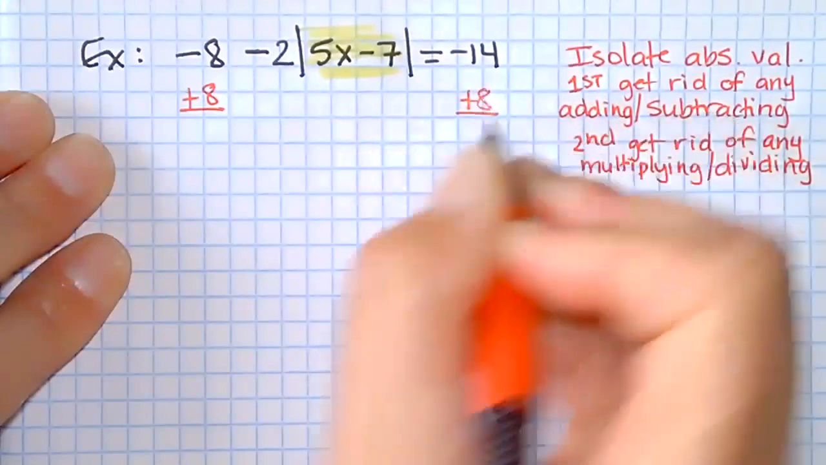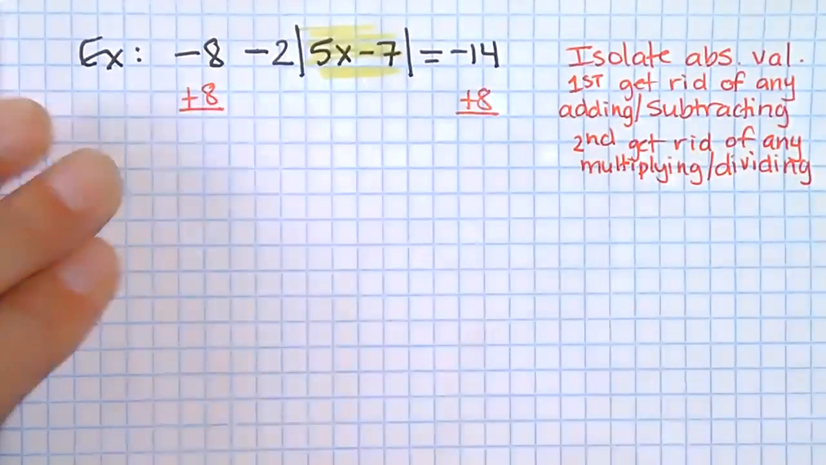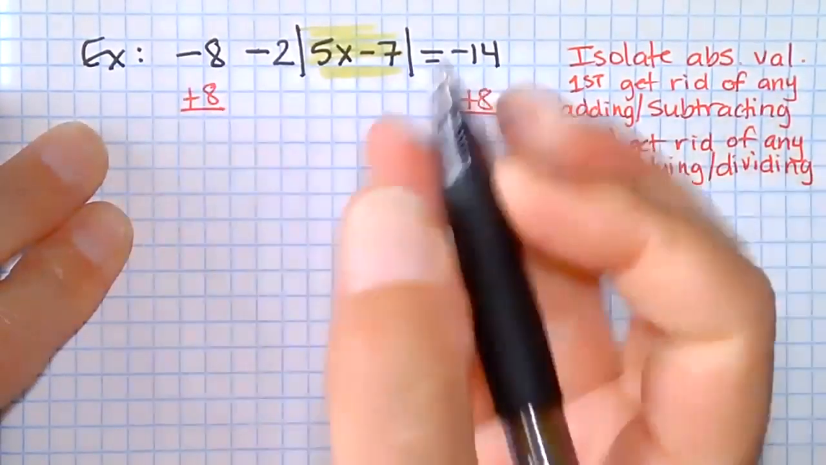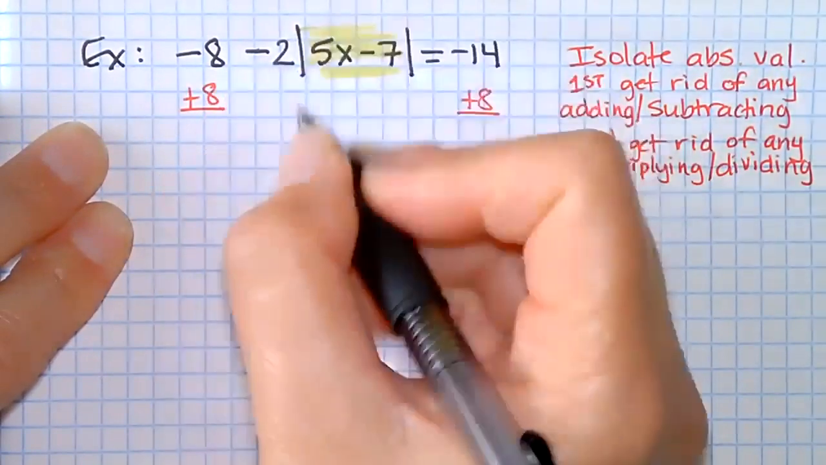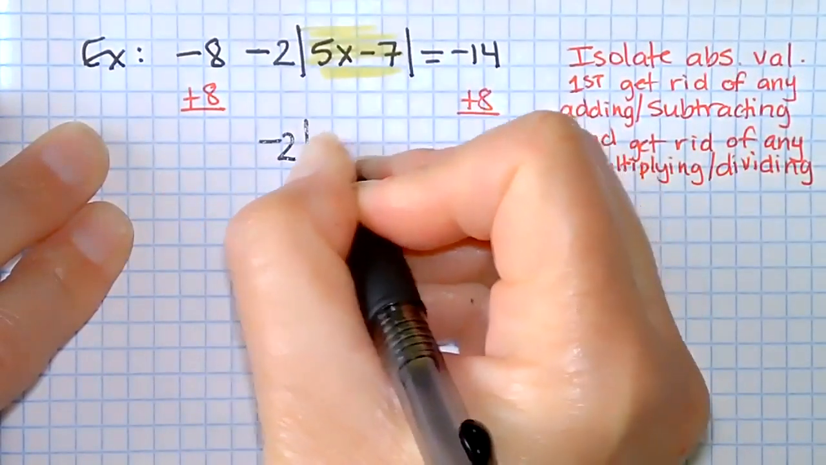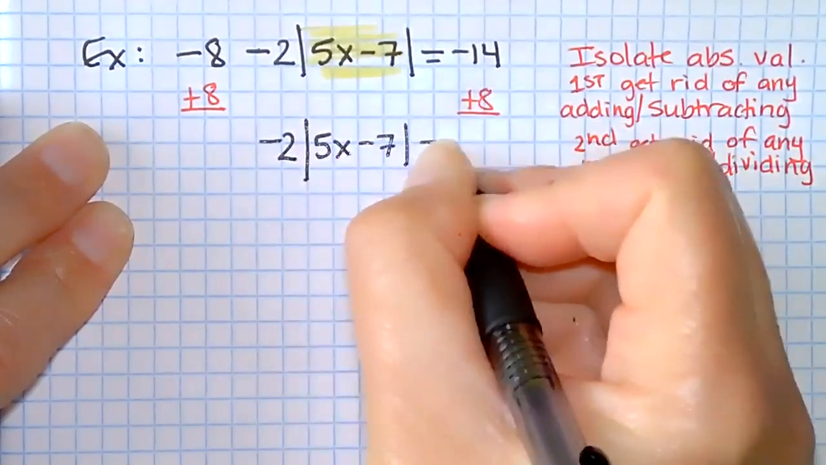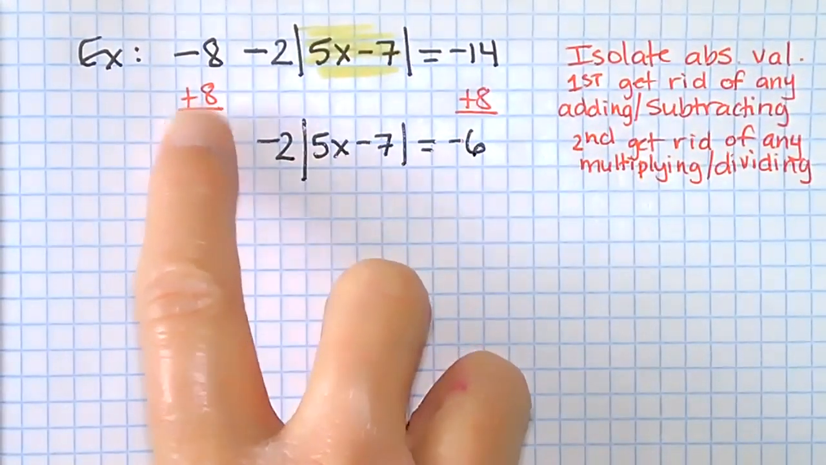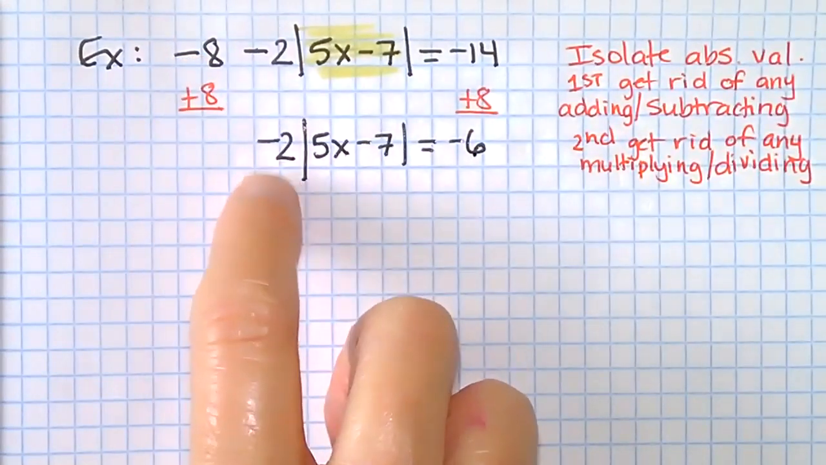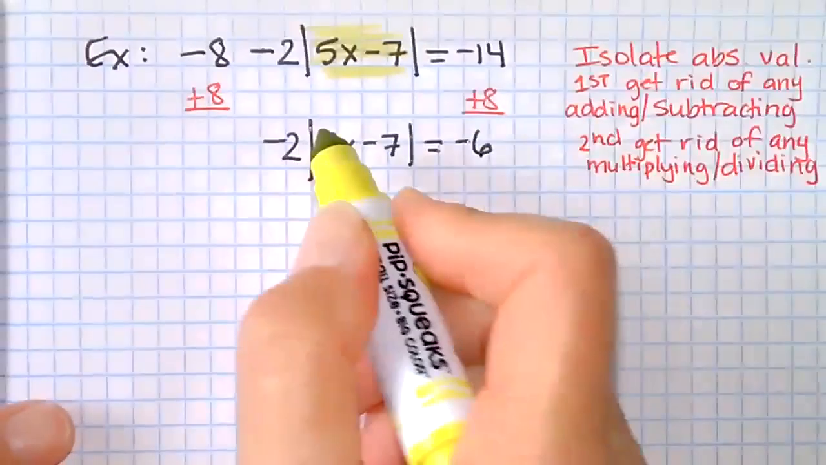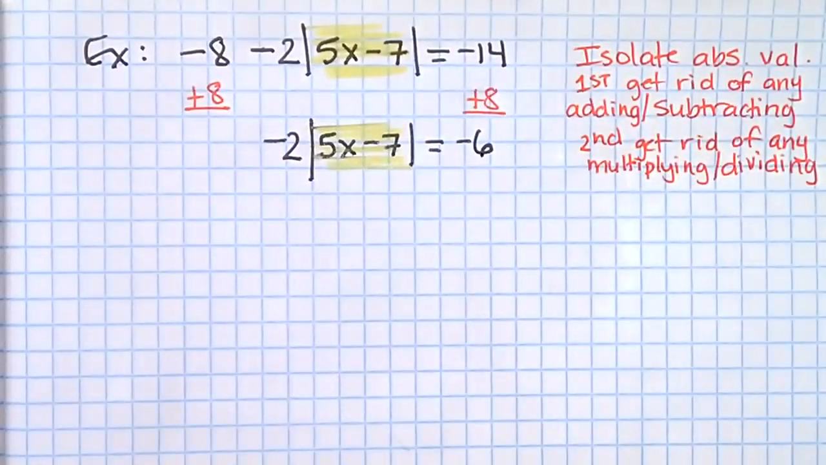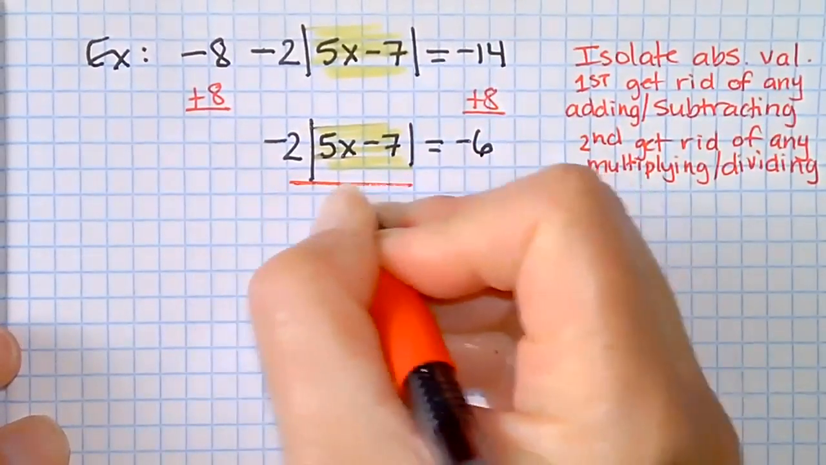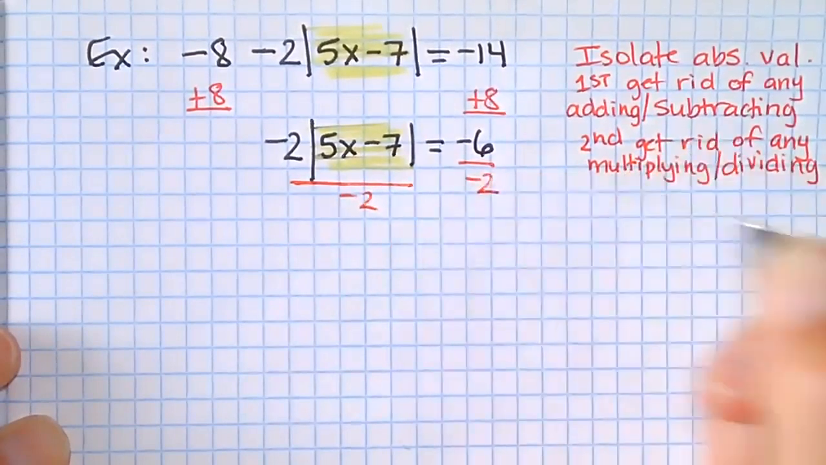I'm going to add 8 to get rid of any adding or subtraction, depending on the situation, that is going on outside your absolute value. Now you want to be careful. This is a -2 you want to bring down times the absolute value of 5x minus 7 equals -6. So again, I got rid of any add or subtract happening outside. Now I'm going to get rid of any multiply or divide, because again, I'm trying to get this isolated. I want to get that by itself. So now I'm going to divide this side by -2, divide this side by -2.